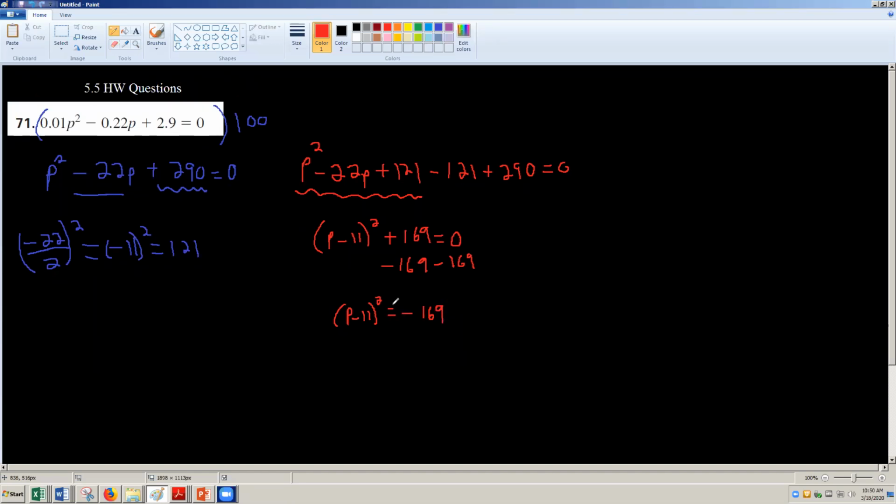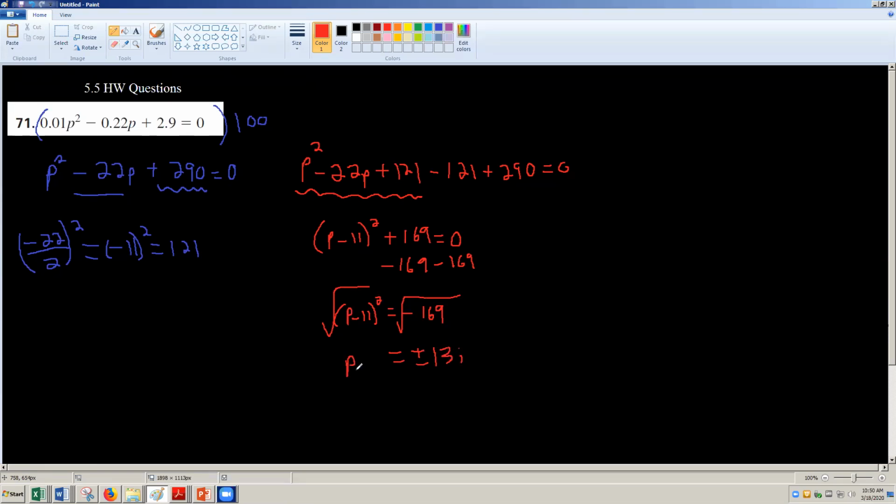And I get p minus 11 squared equals negative 169. Now again, if you don't have all your square tables memorized, that's okay. You can use a calculator for this, but 169 is just 13 squared. So when I take the square root here, I'm taking the square root of a negative. What's going to come out is an i. Okay, so again, always going to be plus or minus. And now the square root of 169 is 13, but it was a negative, so it's just going to be 13i.